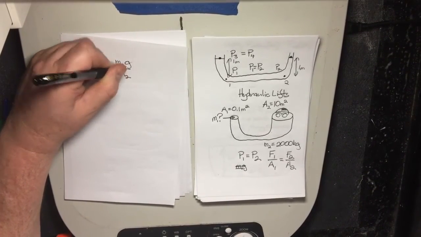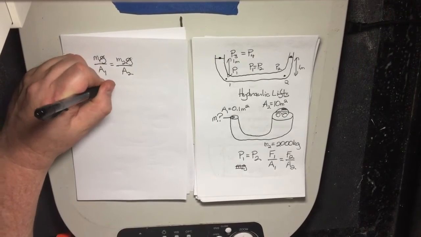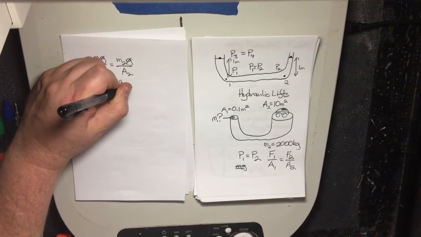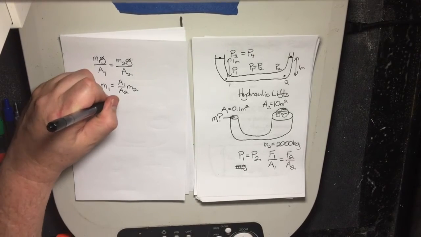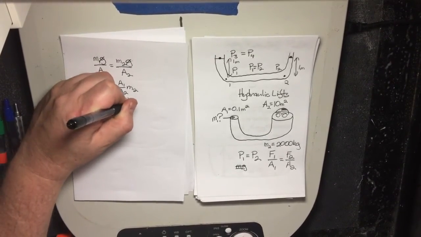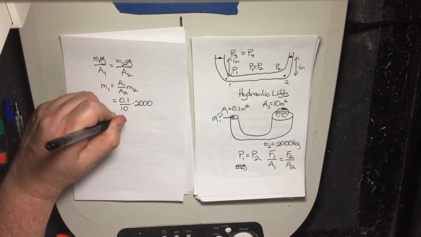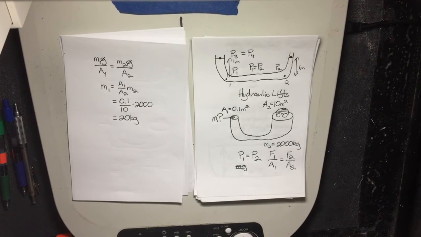So you get this, and gravity's canceled. So that mass on the left is A1 over A2 times M2, or 0.1 divided by 10 times 2,000, and that gives you 20 kilograms. So 20 kilograms on the left could balance a 2,000 kilogram car.